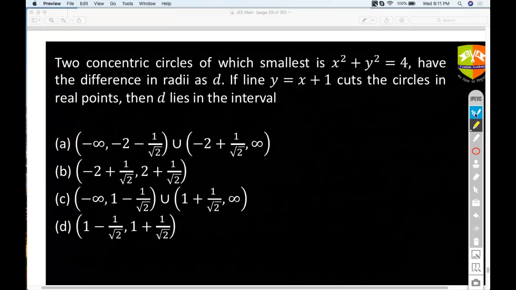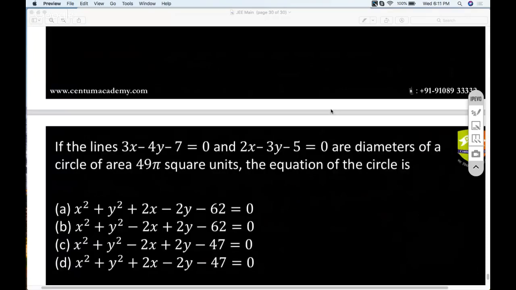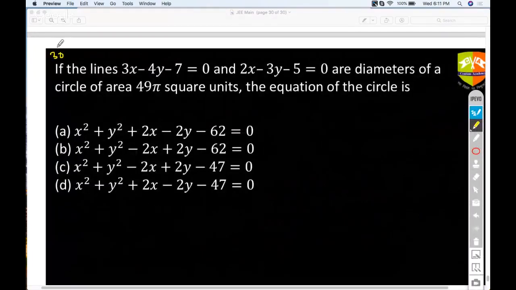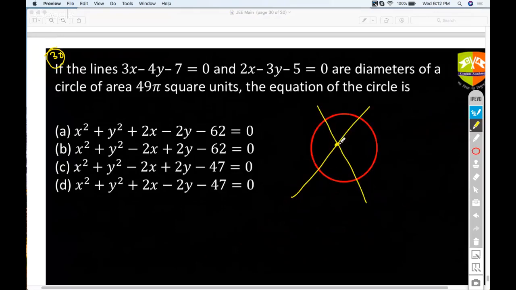Guys, so without much waste of time, let's move on to the last question of the day. If the lines this and this are diameters of the circle of radius 49 pi square units, then find the equation. This is super simple because you have been given the two diameters. Obviously, they will intersect at the center. And radius is given as 7. So just the last question before your JEE main exam for maths. Simple one, just complete it.